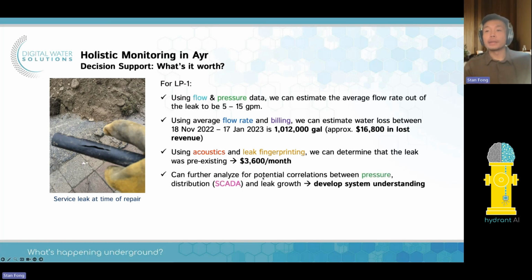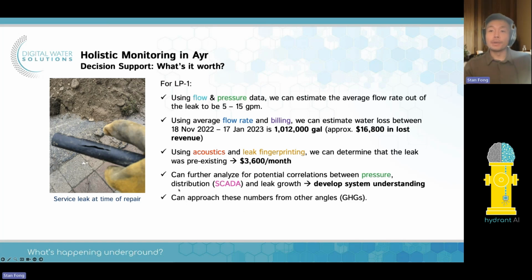Okay, we can also take that case study we just did and try to find deeper correlations between the pressure, between SCADA and distribution and leak growth, right? Is it something we're doing at the treatment plant that is causing leaks to grow over time? Or is it the way that we're maybe isolating sections for capital projects that are causing some imbalances in other parts of our system? And this also helps you build that system understanding. So this is really working for long term. I want to just reduce the amount of leaks that I have in general, not just be able to detect them after the fact.